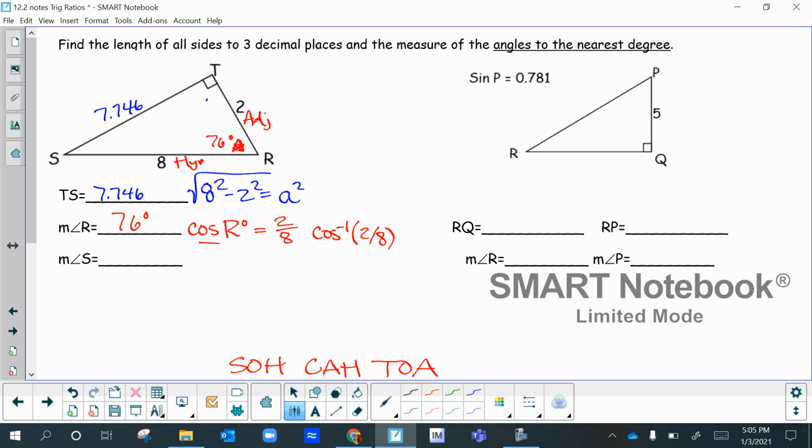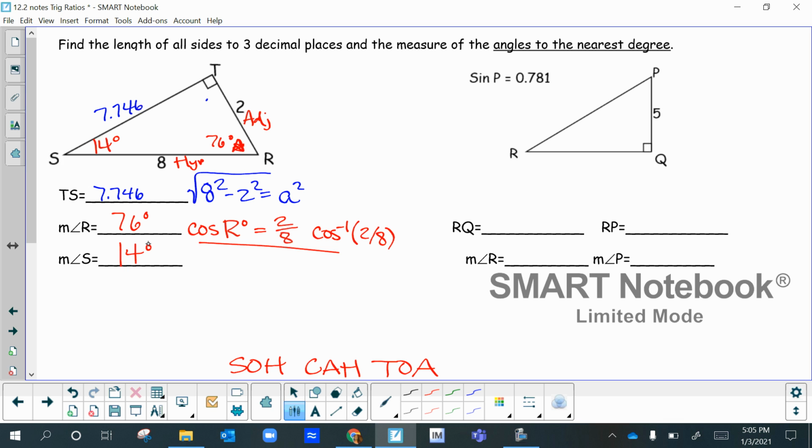Now, you only need to do this trig function once, okay? I'm not going to do it again because I get to use the 180 rule to figure out what S is. So I know these two, S and R, always add up to 90, so I'm just going to press 90 minus 76 in my calculator, or I'm sure most of y'all can do that in your head. And this is 14 degrees. Okay, and that's it. Let's check out this next one.